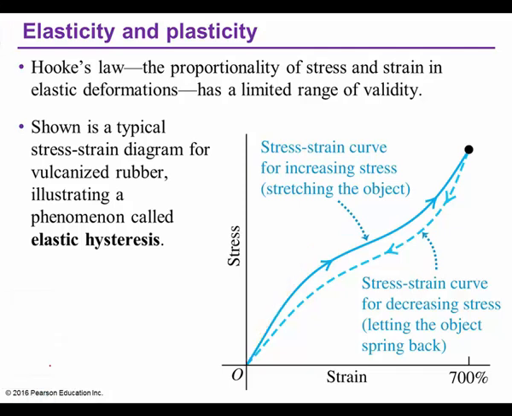However, notice that the graph begins to curve. Notice the stress-strain curve for increasing stress. In other words, notice that stress is decreasing but strain is increasing. Notice right here, stress is increasing, but strain is decreasing. So what does this tell us? This is the typical stress-strain diagram for vulcanized rubber, and it's illustrating something called elastic hysteresis.